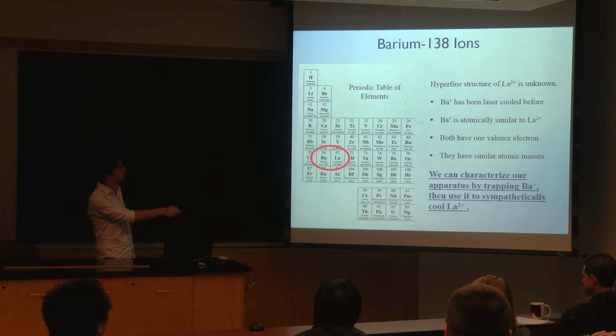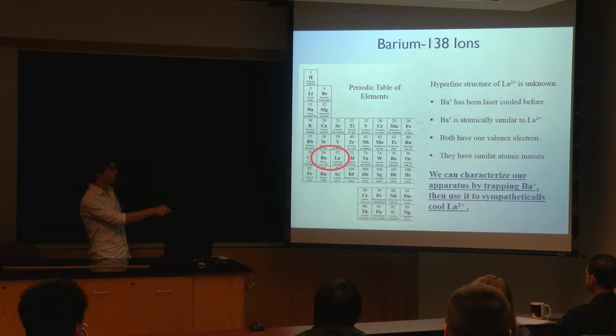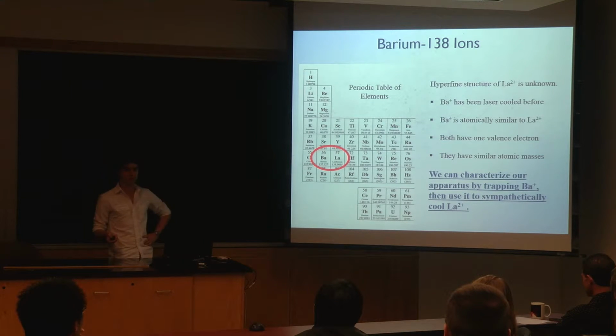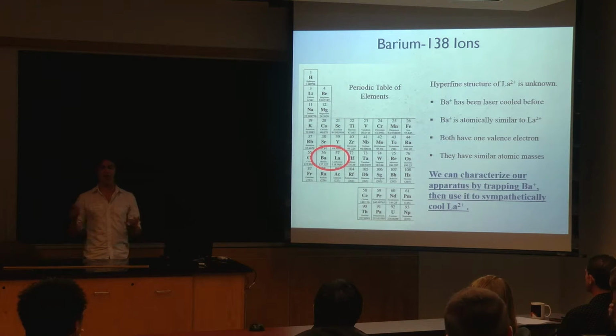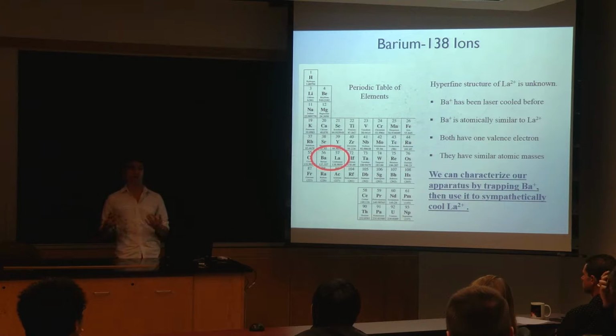You can see that they're both right next to each other on the periodic table of elements. Barium is here and lanthanum is there, so they're atomically similar. They have similar atomic masses as well. Barium has an atomic mass of 138 and lanthanum has an atomic mass of 139. This basically means that we can first trap barium ions in our apparatus and essentially test it out and characterize it to make it much easier to eventually trap and laser cool lanthanum.